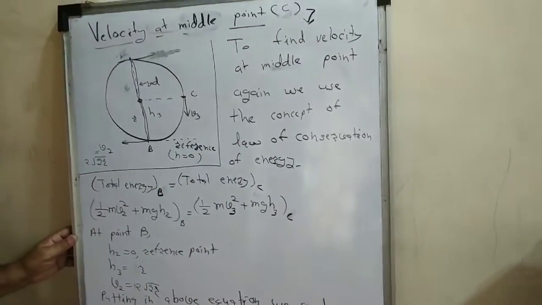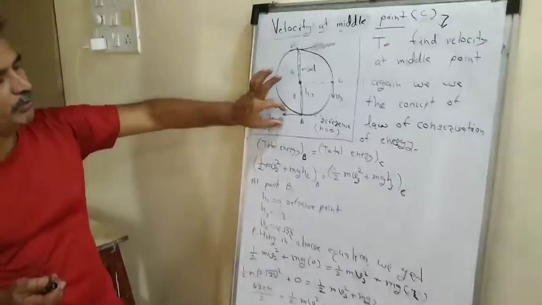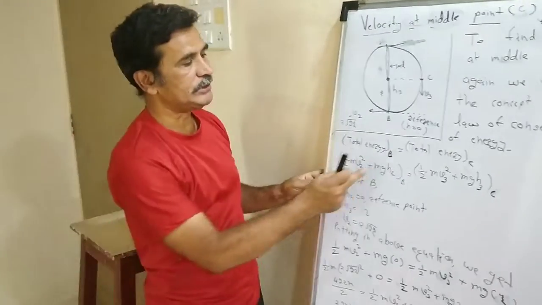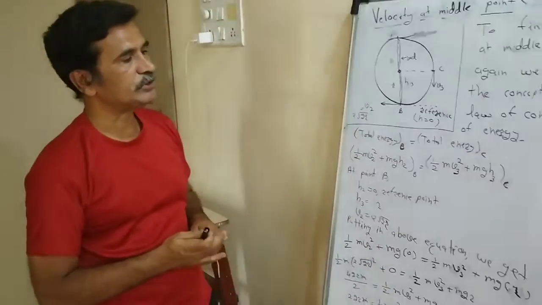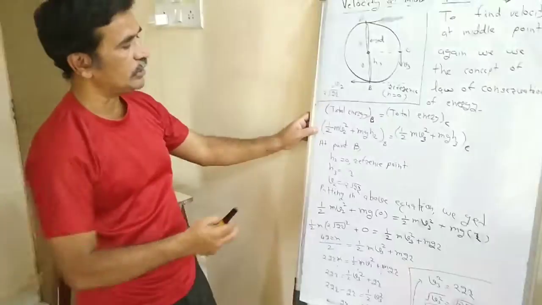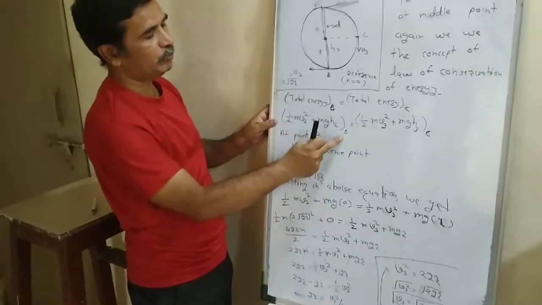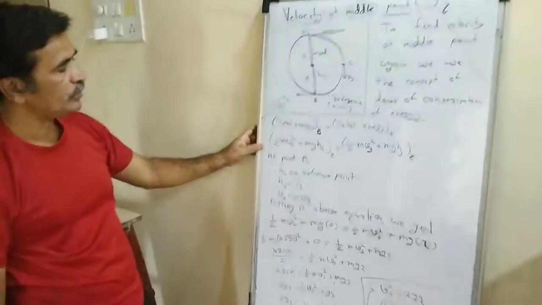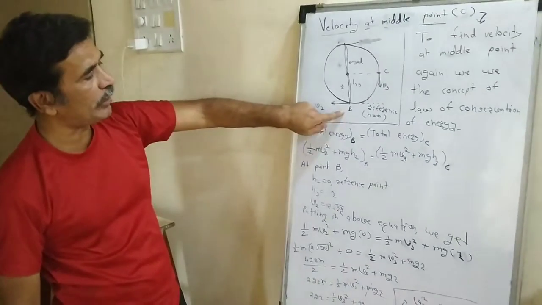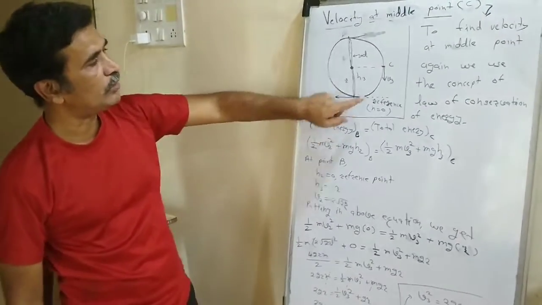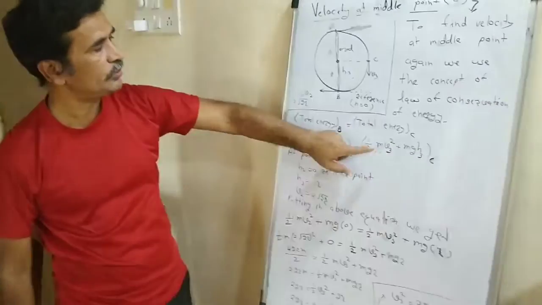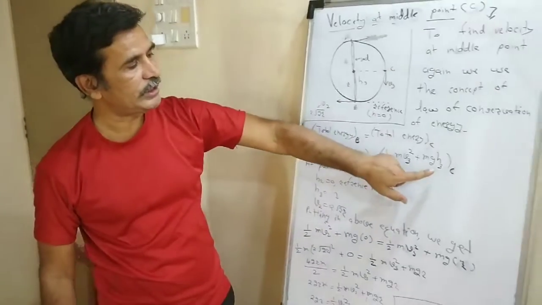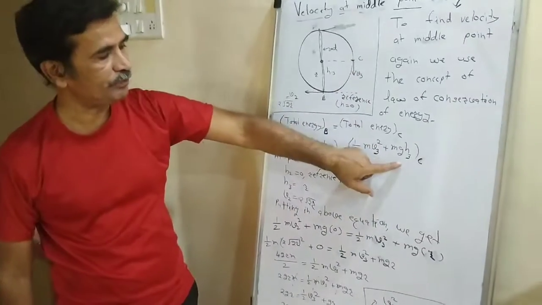Again the same concept, just like the previous article, we require the law of conservation of energy. So the total energy at point B is equal to the total energy at point C. So again, kinetic energy plus potential energy at point B is equal to kinetic energy plus potential energy at point C. We call the velocity at point B as V2, the velocity at point C as V3, the height at point B as H2, and the height at point C as H3.